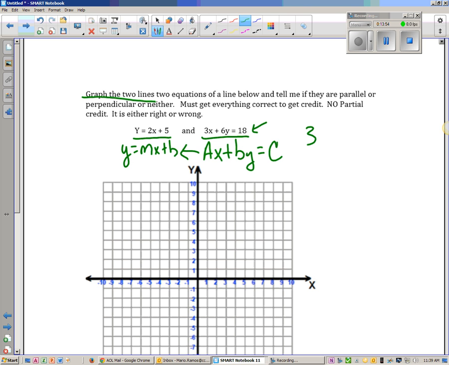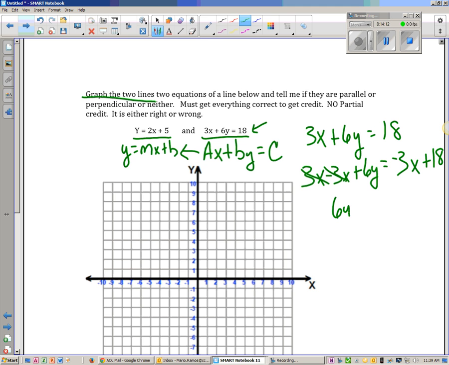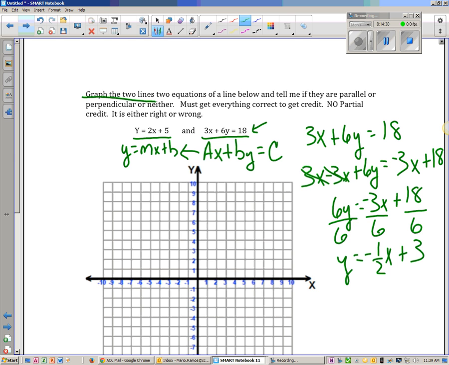So I'm going to have 3x plus 6y is equal to 18. I'm going to subtract the 3x on the left side, and add it to the right side. These cancel out here. I'm left with 6y is equal to a negative 3x plus 18. So to isolate the y, I'm going to divide by 6. So I end up with y is equal to a negative 1/2 x, because 3/6 reduces, and then plus 3. Okay, so with that being said and done, I now have this equation written in slope-intercept form.